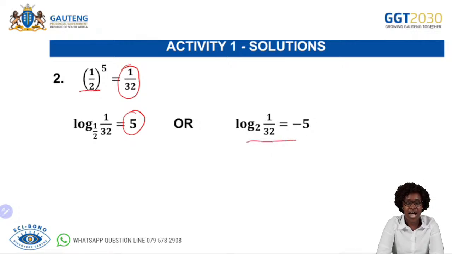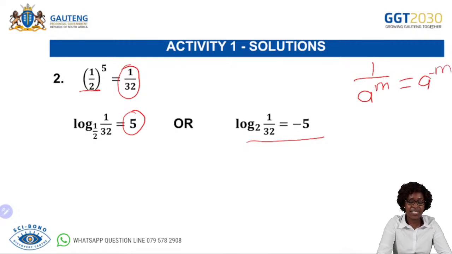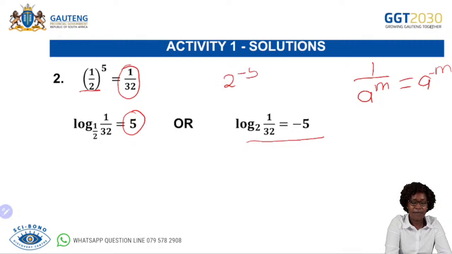Some of you are now wondering, how did this come about? You remember when we're working with exponents, we say that if you have 1 over a raised to the power of m, this is the same as a raised to the power of a negative m. Now, if you are looking at this question, we have a similar situation. We have a half raised to the power of 5. This 1/2 raised to the power of 5 can be written as 2 raised to the power of -5. And this is the same as 1 divided by 32.